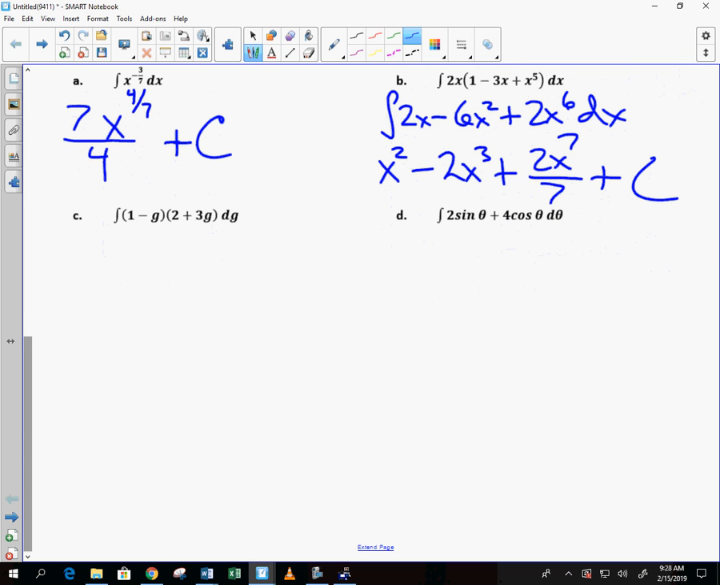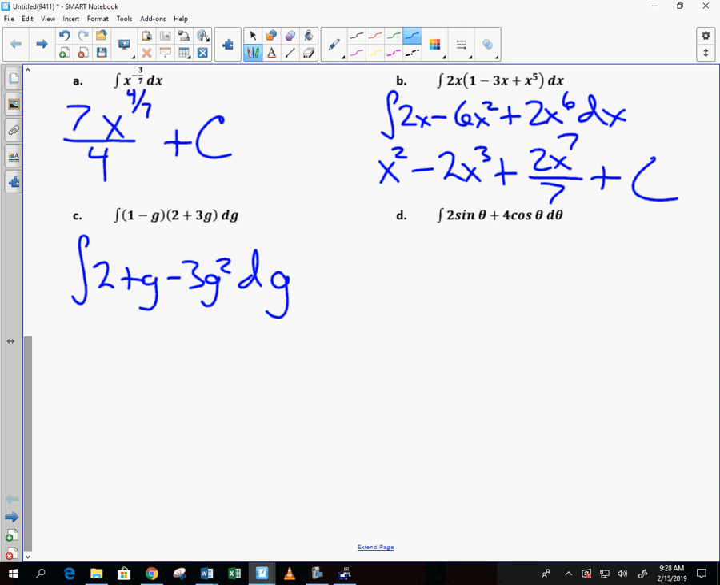How about letter C? Yep, I got to multiply it out first. 2 plus g, 3g squared, dg. It's kind of fun.